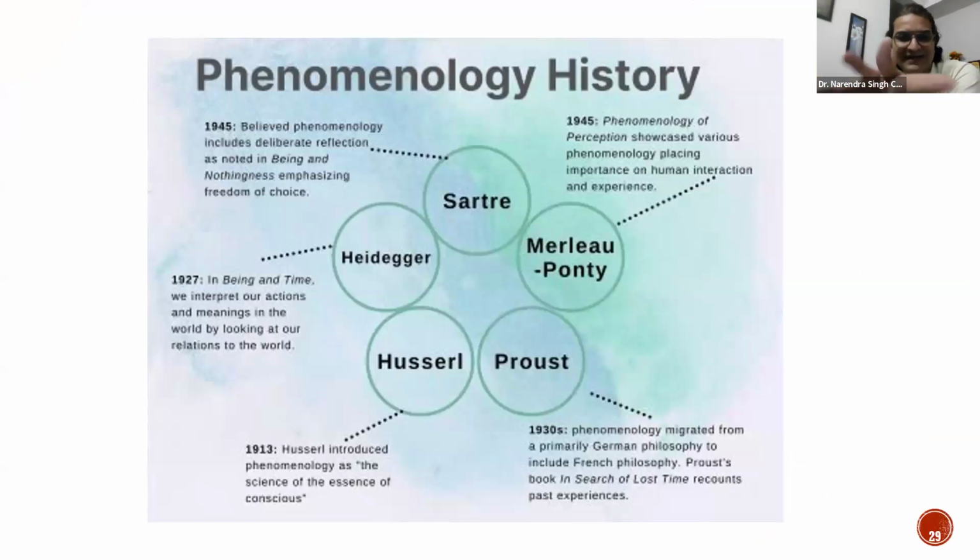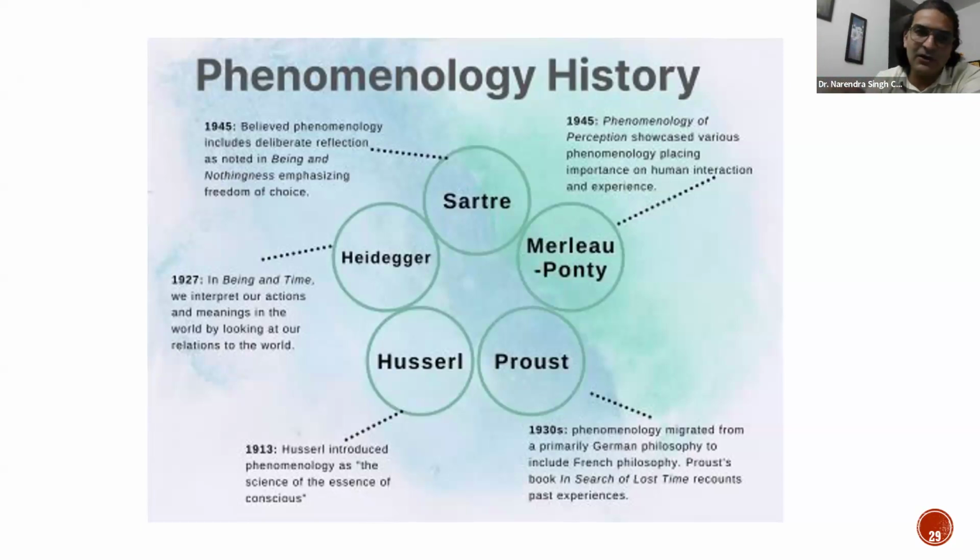I'm not going into that detail at this point of time. So Sartre, Merleau-Ponty, Proust, Husserl, and Heidegger. This is how it happened. In 1913, Husserl introduced phenomenology as the science of the essence of consciousness. Moving ahead, in 1927, in Being and Time, we interpret our actions and meanings in the world by looking at our relations to the world. My relation to the world is very different from yours.